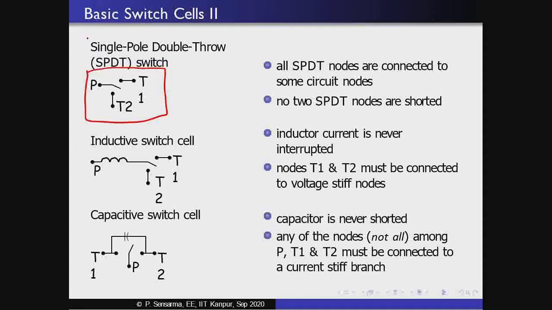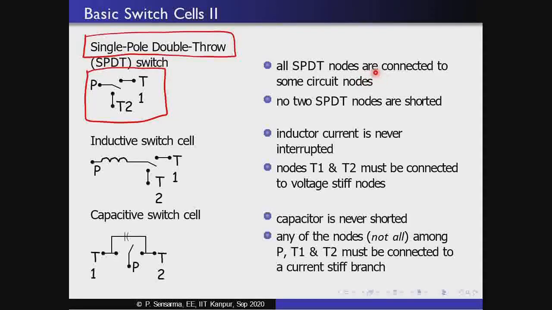So right now this particular construct that we have is called the single pole double throw, but the name itself is very clear about where the pole is. That's where the pole is. So this is where the pole is, and the first throw is T1 and the second throw is T2. Now all the SPDT nodes are connected to some circuit nodes. So that's the way we are going to construct the circuit.